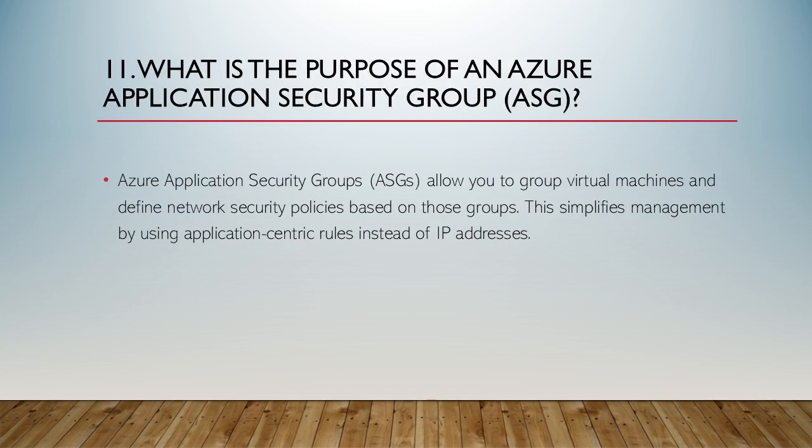11. What is the purpose of an Azure Application Security Group, ASG? Azure Application Security Groups, ASGs, allow you to group virtual machines and define network security policies based on those groups. This simplifies management by using application-centric rules instead of IP addresses.